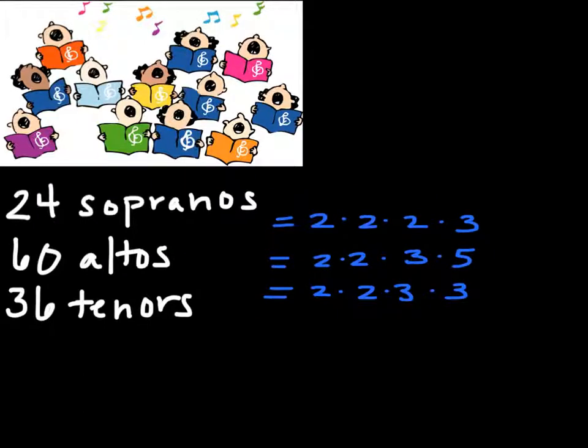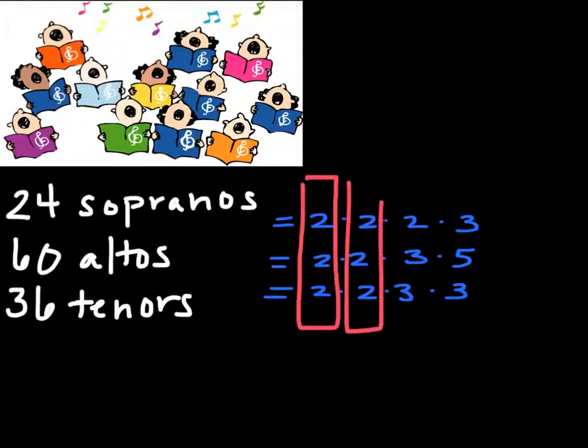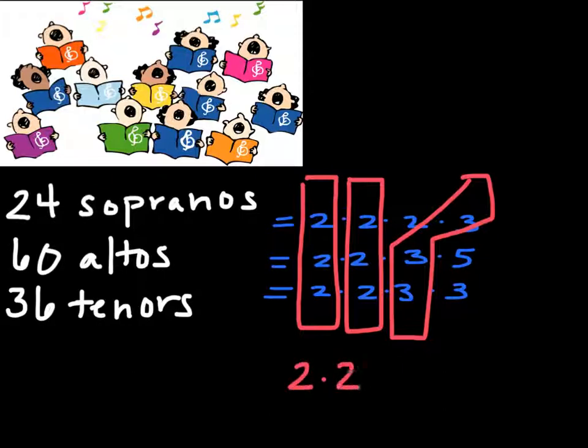Now we identify the common prime factors. We have a set of 2's. We have another set of 2's. And we have a set of 3's. So to find the greatest common factor, we'll take 2 times 2 times 3, giving us 12. So the greatest common factor of 24, 60, and 36 is 12.